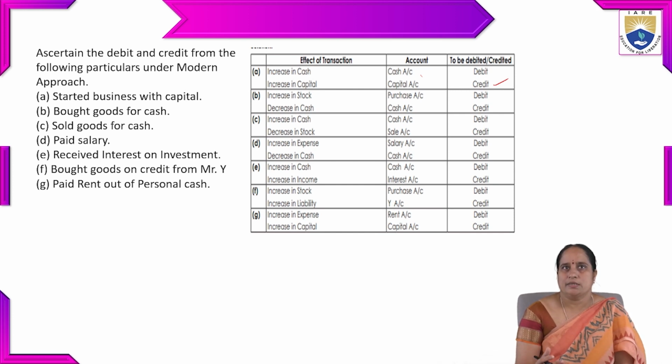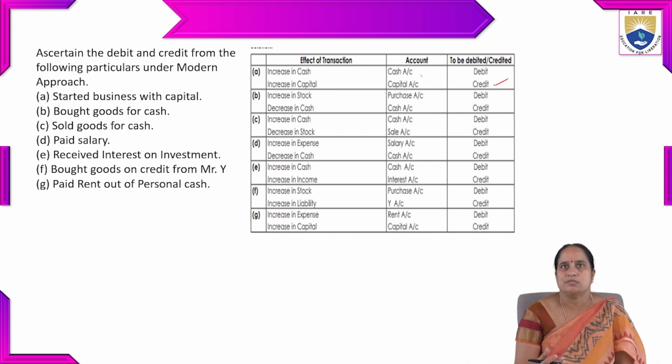And as we sold the goods, there is a decrease in stock. So sold goods means sales account. That should be mentioned on the credit side. Then paid salary, increase in expense. So it comes under salary account. That should be mentioned in debit. And decrease in cash, cash account, credit.